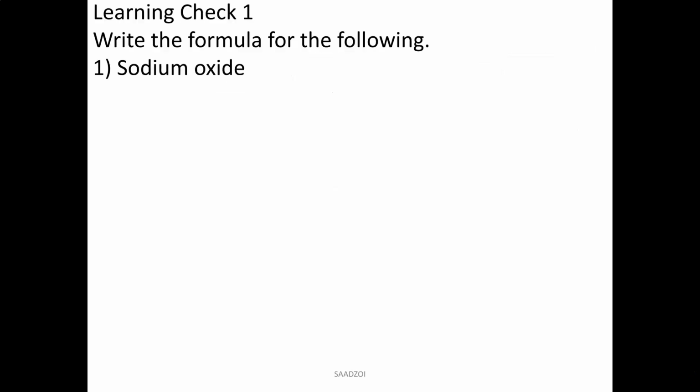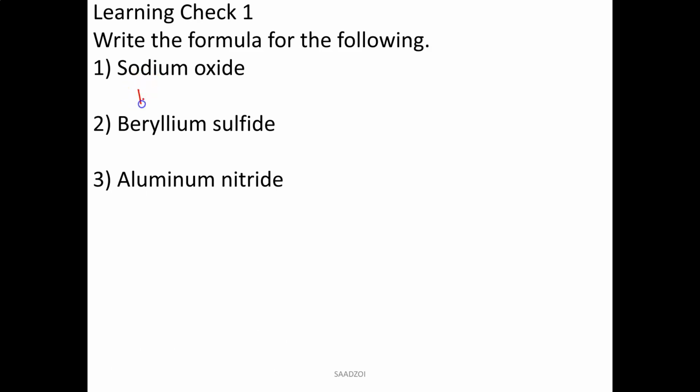All right, so let's try the first one, sodium oxide. So what do I do first? I'm going to write the charges out. So Na plus, oxygen is negative 2, cross. Na2O. Notice I didn't write the 1 because you assume it. You never put a 1. You just assume it's there.